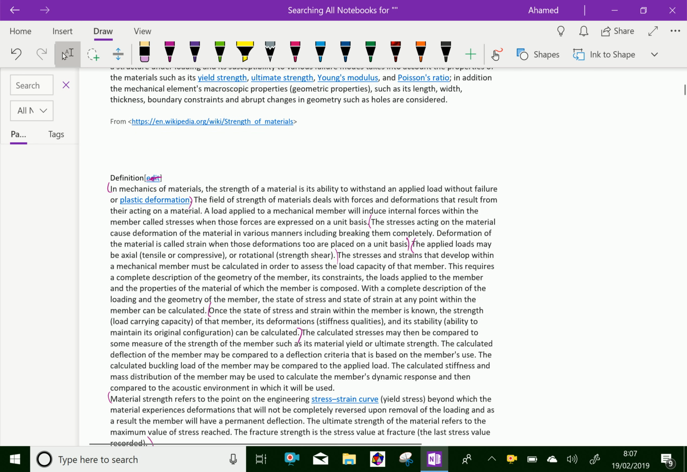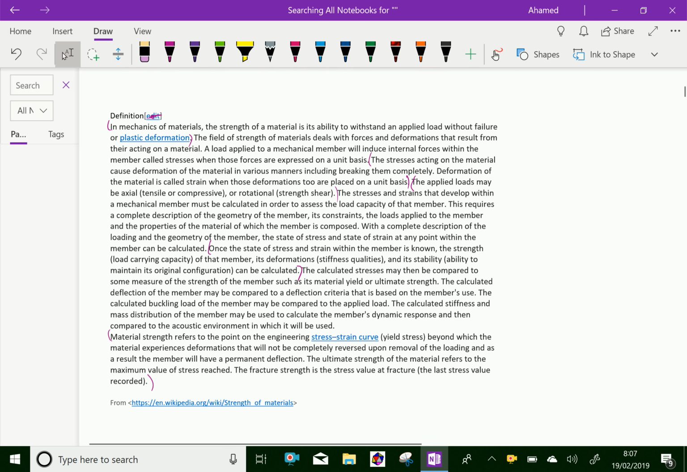Here we'll discuss the definitions. In mechanics of materials, the strength of a material is its ability to withstand an applied load without failure or plastic deformation. Means, without failure, how much load can be withstood by a material is studied in this subject.